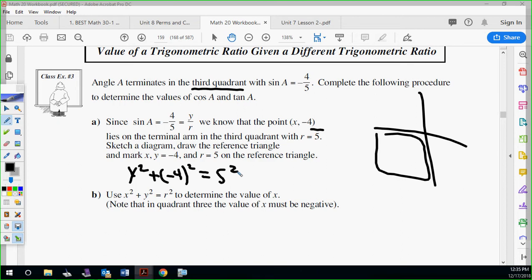Okay, if you want to do the work, it's going to be 25 subtract 16. So you're going to get x squared is 9, and then you square root. You get 3, and then we know that it's going to be what type of 3? No, it's negative because we're this way. It's left. Okay, so we determined the value of x. It's going to be x equals negative 3.